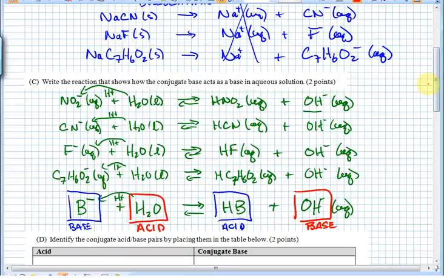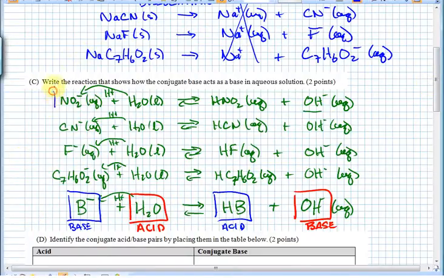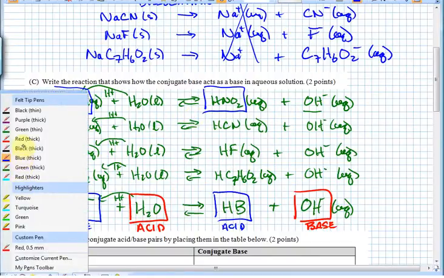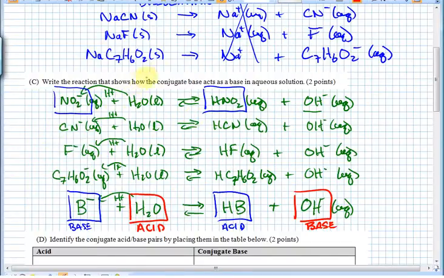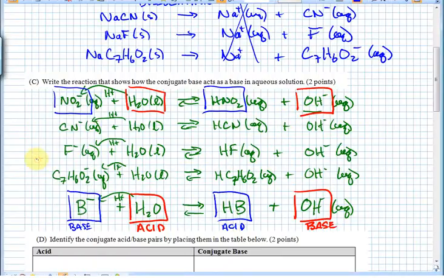So if we go up here, in our specific reaction, nitrite is the base, nitrous acid is the conjugate acid. Water is the acid, hydroxide is the conjugate base. Go to the next one, just to make sure. It's critically important that you can look at a reaction and diagram it this way. Here's our base, cyanide is the base, it's the proton acceptor, HCN is the conjugate acid.